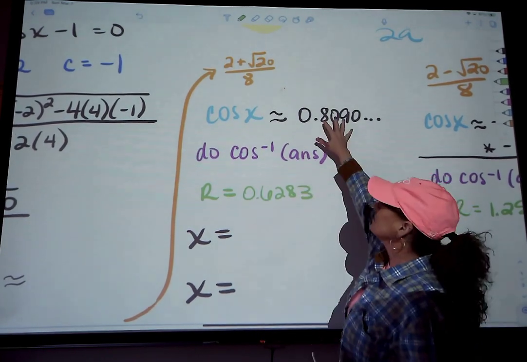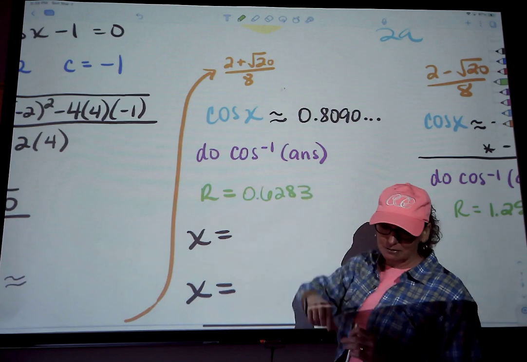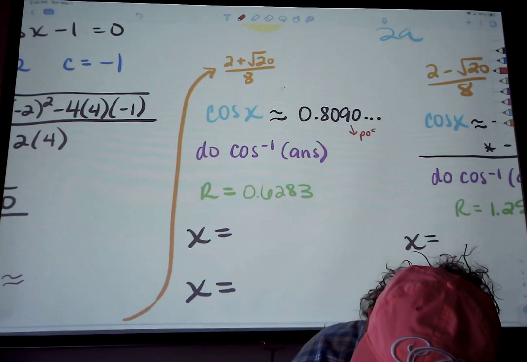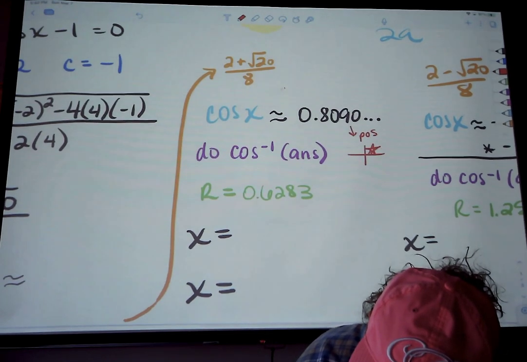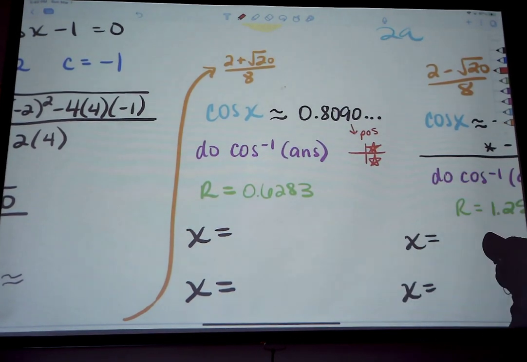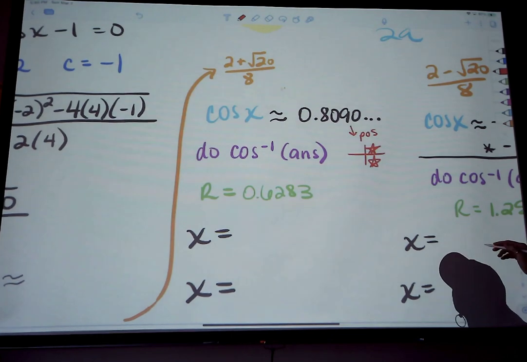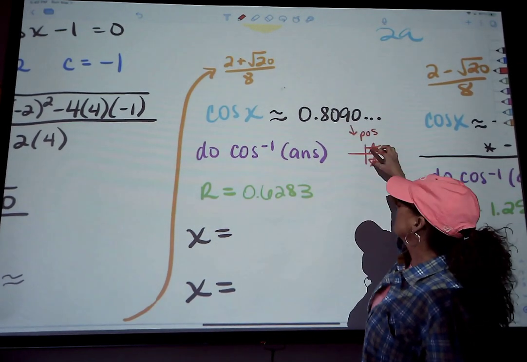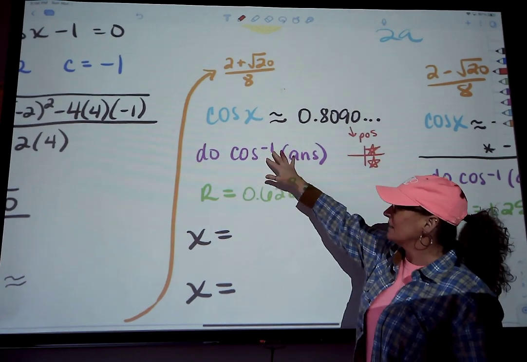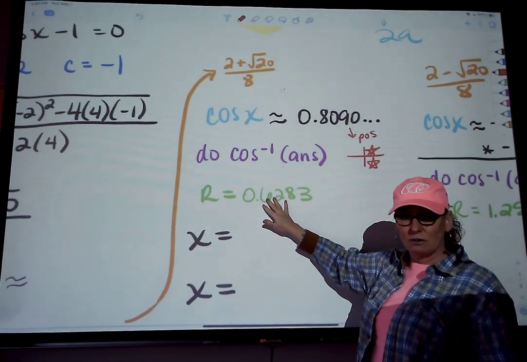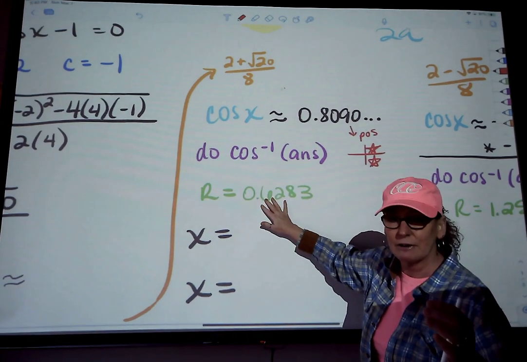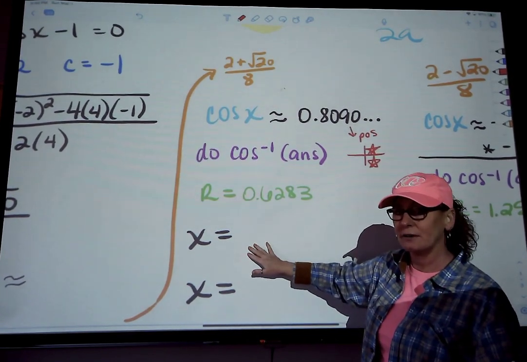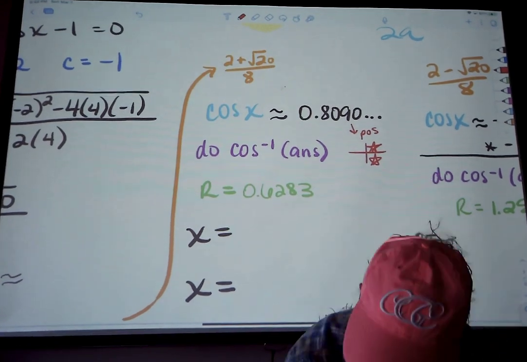Back up. Wasn't my cosine fraction positive? Since my cosine fraction was positive, I really want an answer here and here. Okay, so this was positive. I want answers here and here. I did cosine inverse, and I got a reference angle. This is my reference angle. What's one of my angles in quadrant 1? Good, that was a trick question.